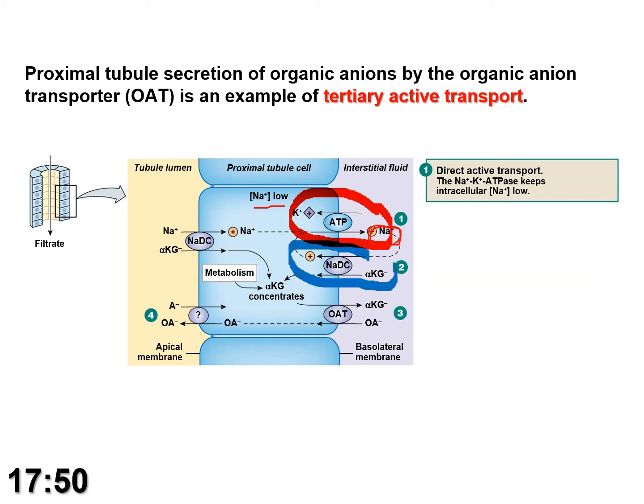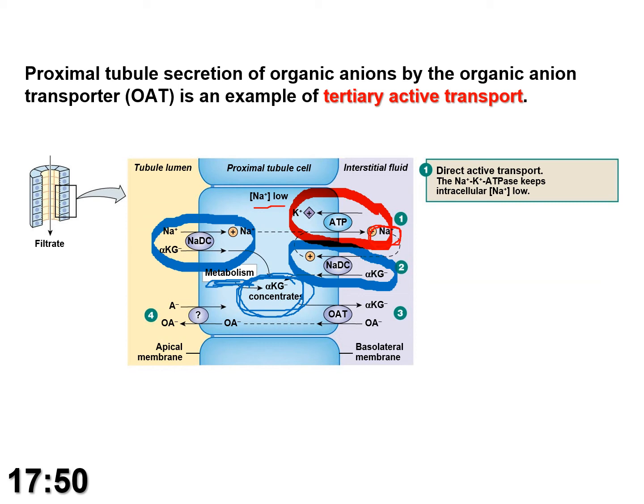This is an NADC, a sodium-dependent carrier of some kind. Right here, we're moving alpha-ketoglutarate that way, and we also see that same transporter over here. We're letting sodium in from the tubule. That's also bringing filtered alpha-ketoglutarate into the cell. And we also happen to have some metabolism from the mitochondria that are all contributing to this alpha-ketoglutarate concentration. So these things here are secondary active transport.